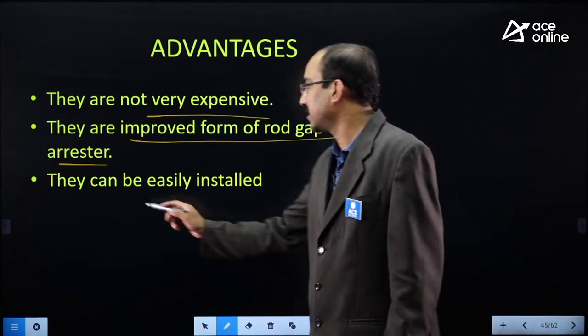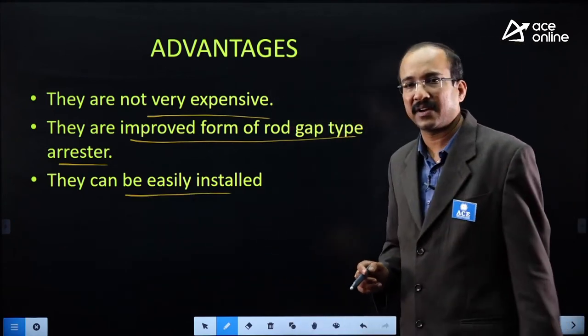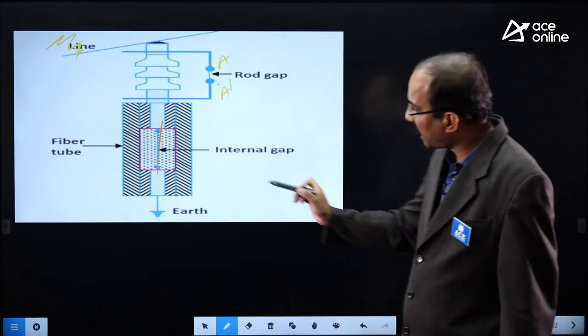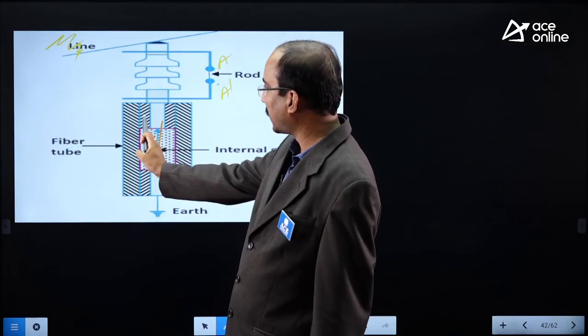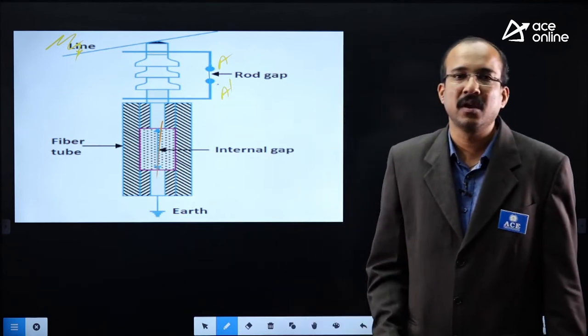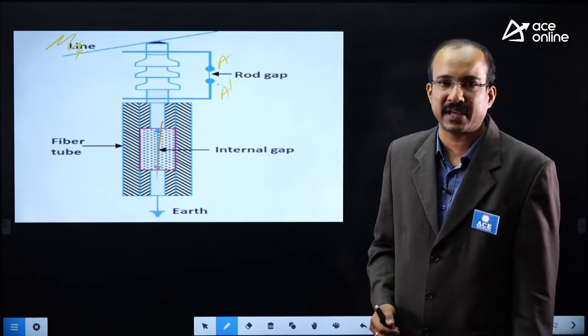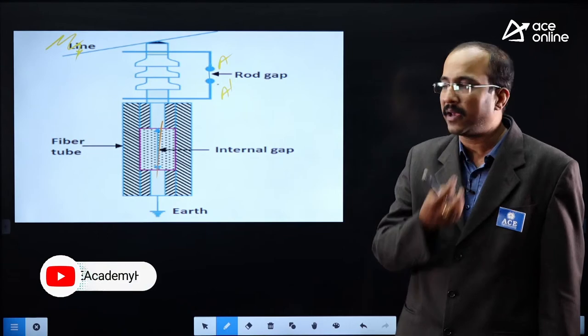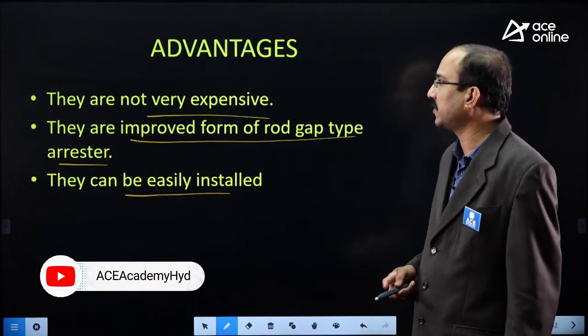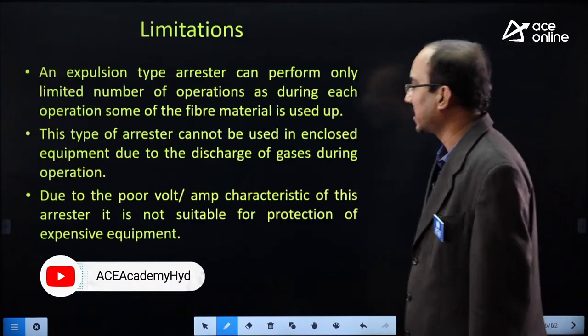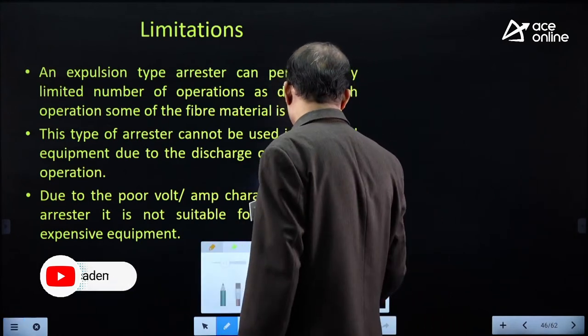These are the advantages. But on the other side, what is the disadvantage here? Due to the formation of arc, this fiber is being vaporized. So, we can use it for only limited applications. So, what are the limitations? Let us list them out here.